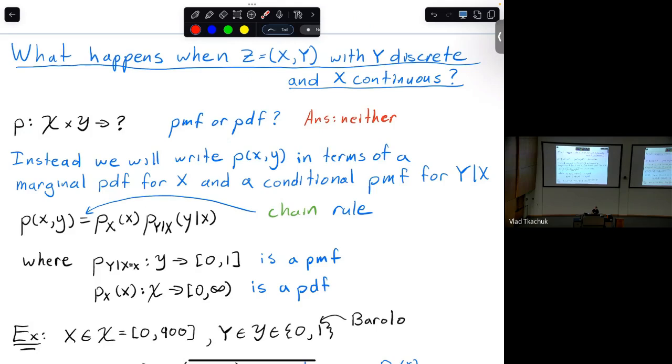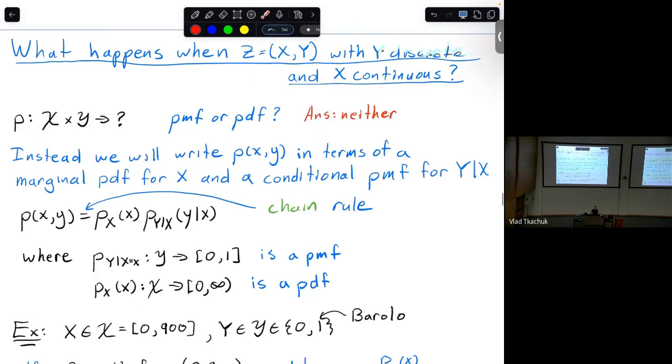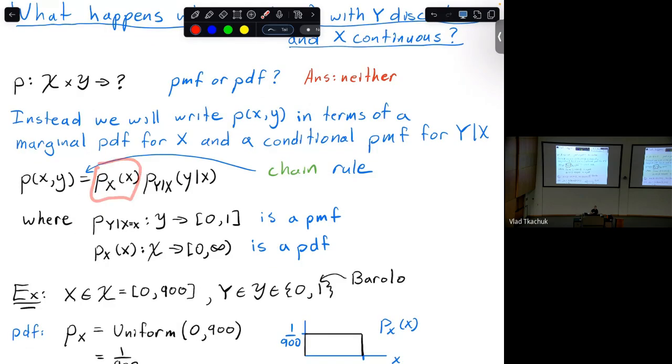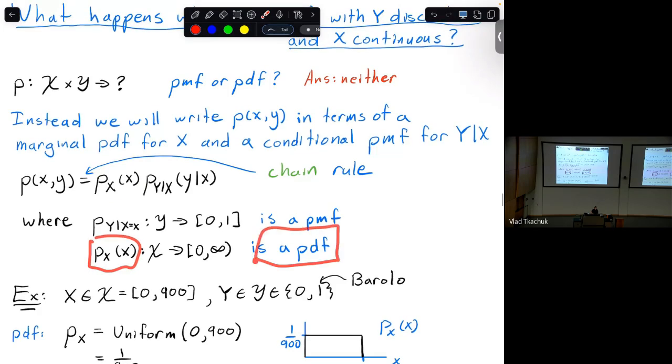This is how it works. X is continuous, Y is discrete. So based on that information, I know that the marginal of X is going to be a PDF, right? It's continuous. And this conditional, since Y is discrete, every time you fix an X, you're just talking about Y's distribution over Y's. And since Y is discrete, for every fixed X, you get a PMF, right? And that's going to help us do calculations, obviously.